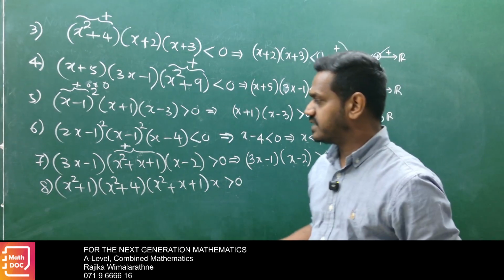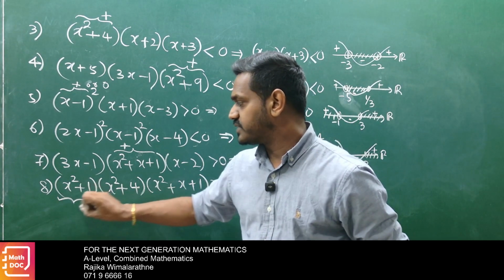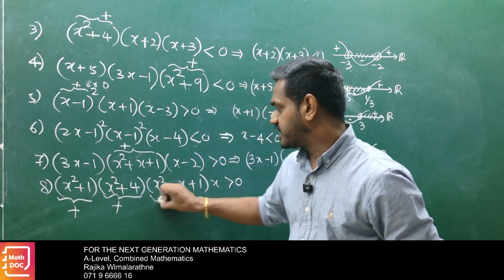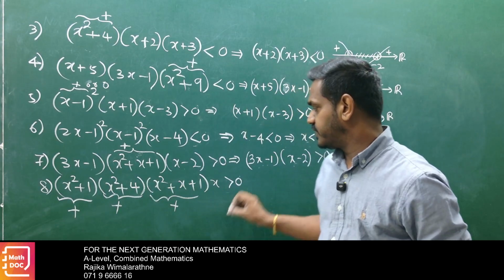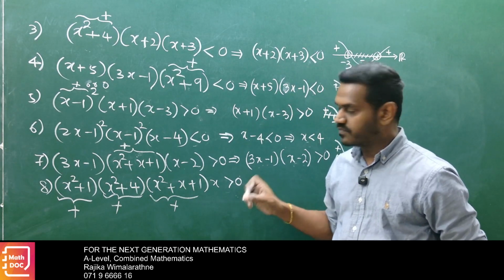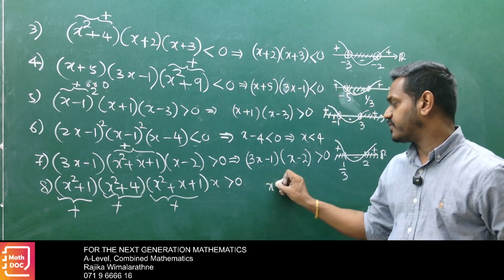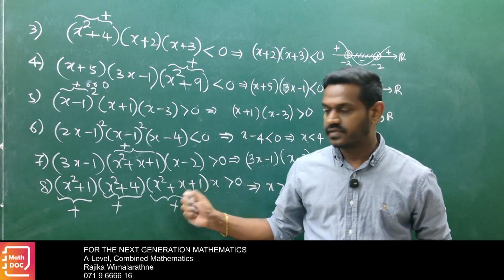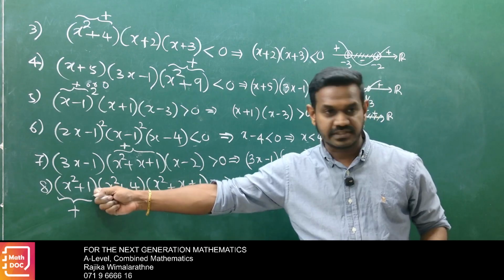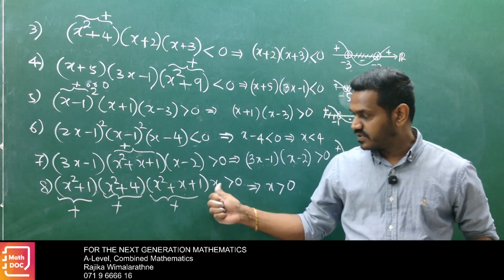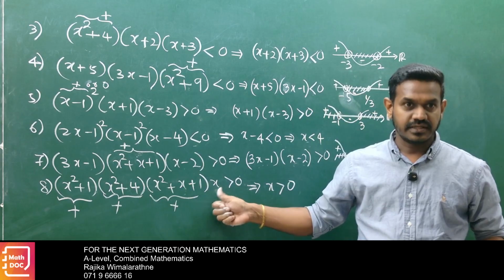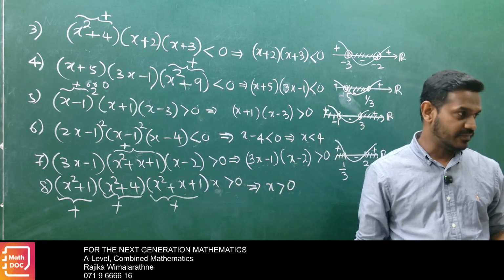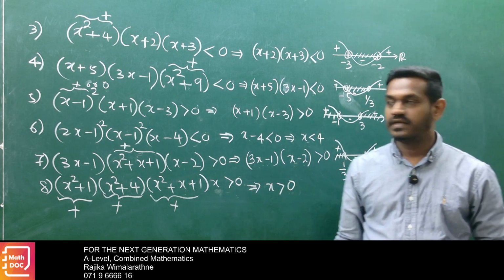And see this, x² + 1 is positive, x² + 4 is positive, x² + x + 1 is positive, then the whole thing must be positive. That means here this x must be positive. This is exactly positive, definitely positive, no? Then here x, that sign is unknown, then we have to take that as positive, then only the full expression will become positive, no? Complete it.